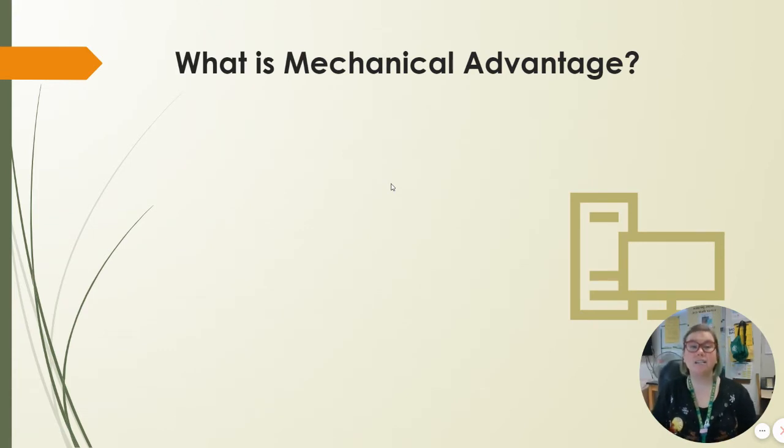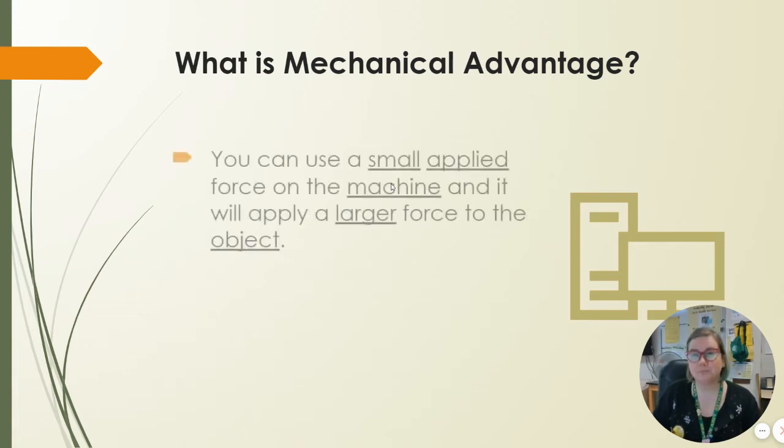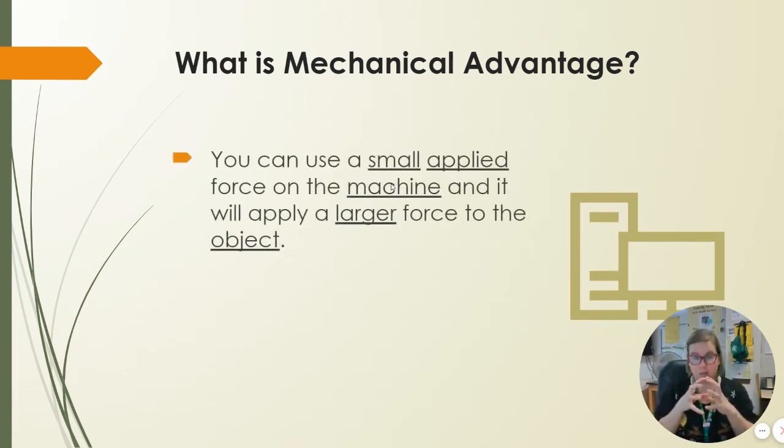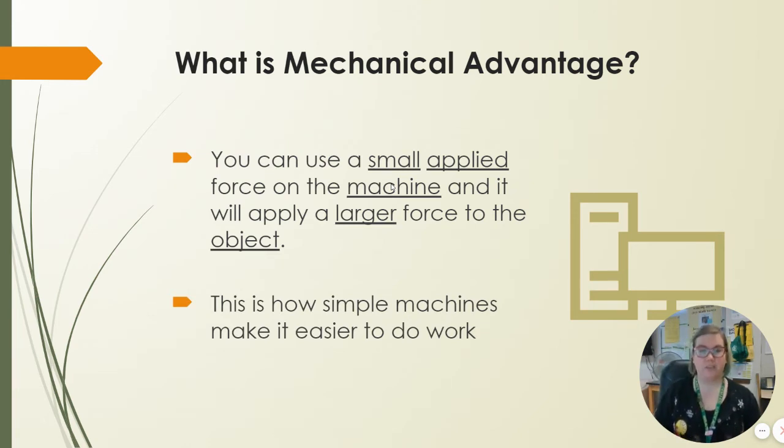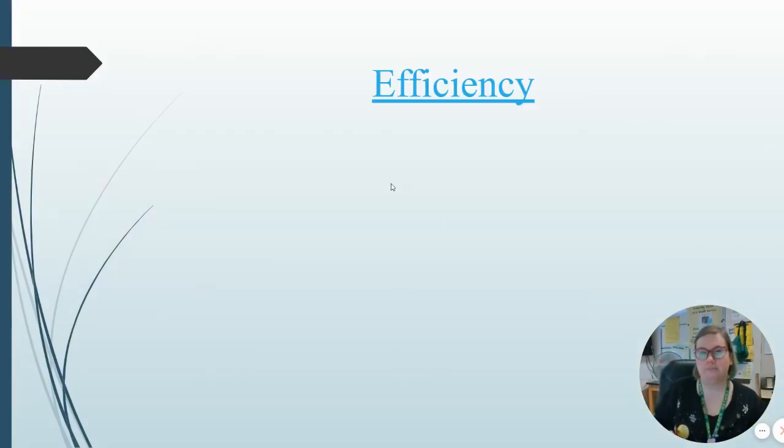So what is mechanical advantage? We talk about this in relation to our simple machines. You can use a small applied force on the machine and it will apply a larger force to the object, right? You apply a small force, the machine applies a larger force. That's how simple machines make it easier to do work. You applying a small force, the machine applying a larger force, that's mechanical advantage. It's about how much more force than you apply.